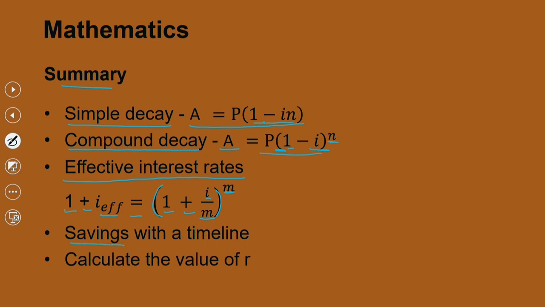And then we also did savings with a timeline, where we calculated, remember, 18 months, and after 18 months we're left with 30 months, and we calculated that. We also went over to calculate the value of R given all the other information.